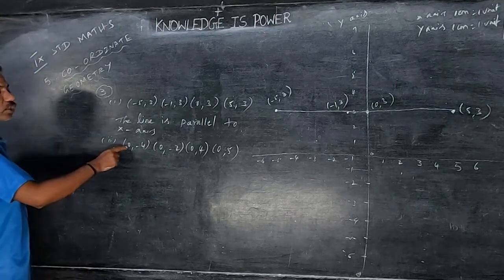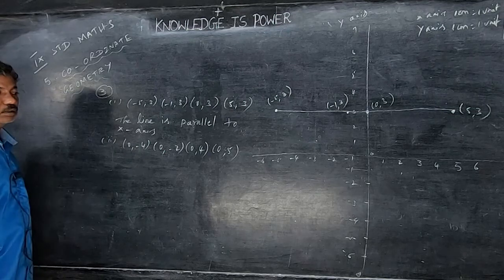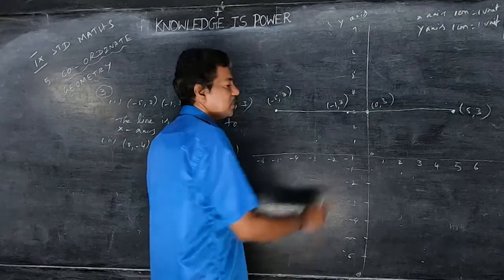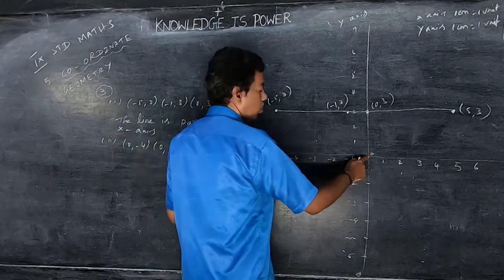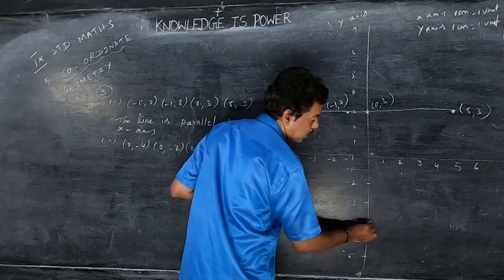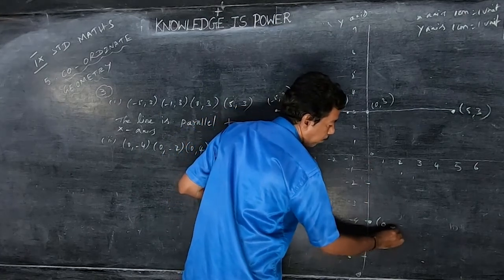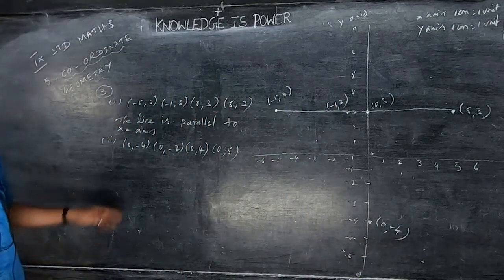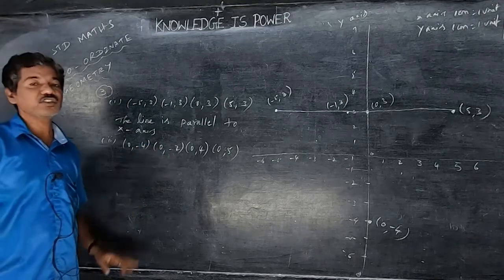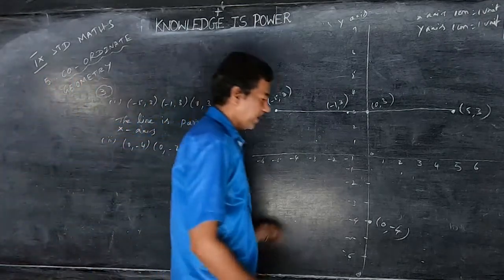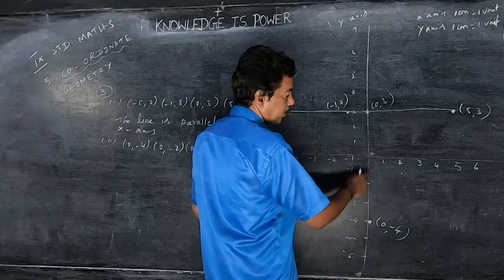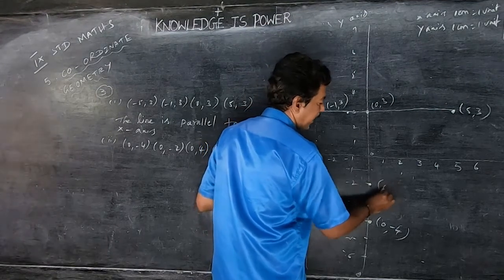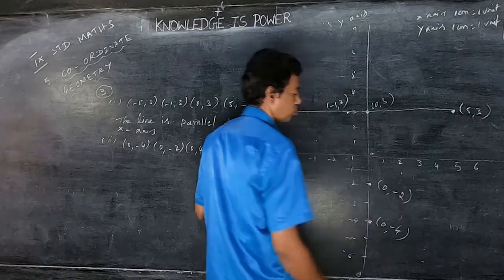First, 0, -4. This is called 0, -4. Then 0, -2. So which is 0 here? 0, and here will be -2. This is the place called 0, -2.